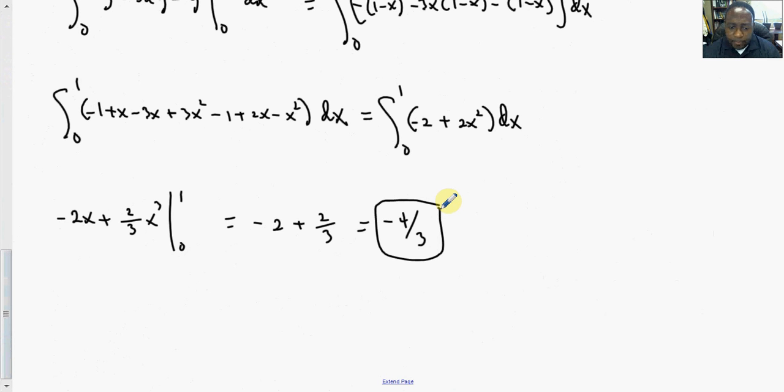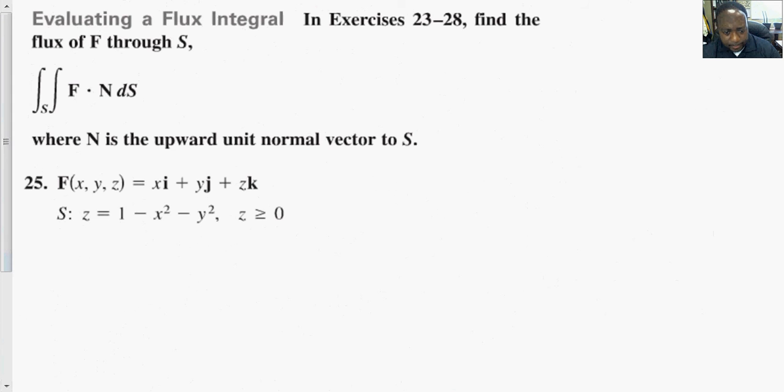so here the fluid flow is diminishing, it's negative, right? So now let's look at another one.